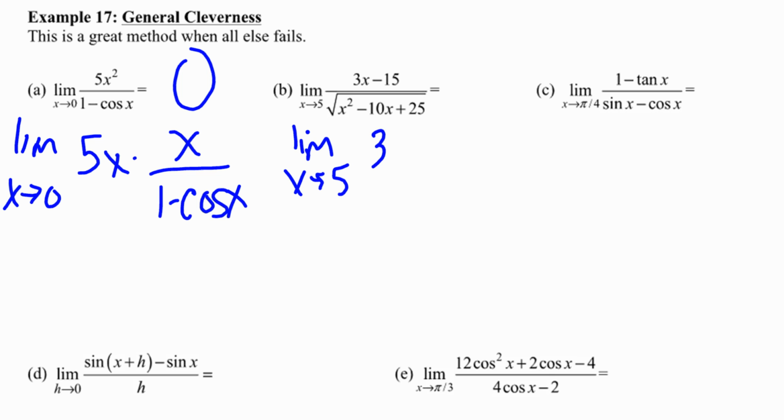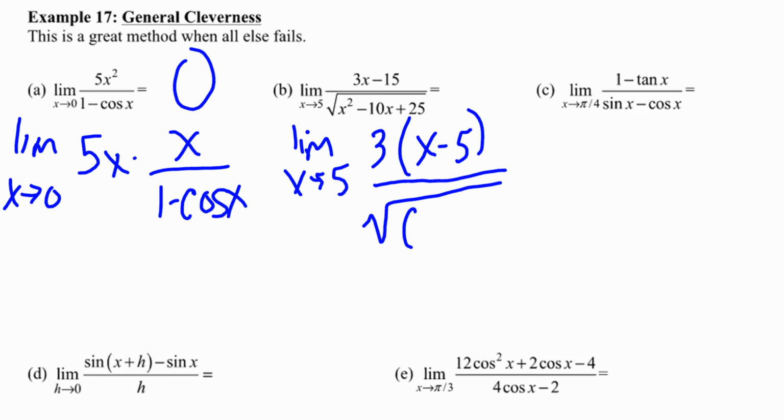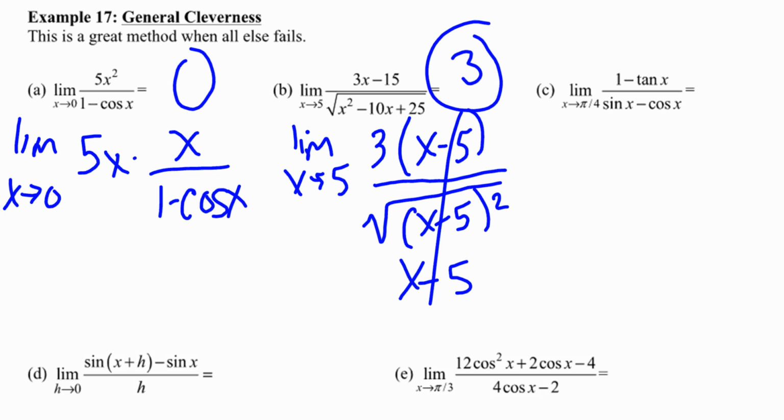Well, I could factor that, I think, into x minus 5. This, I believe, factors into x minus 5 squared. So, square root of something squared, that would give us x minus 5. We could cancel that out. We get 3. And now we have part C.